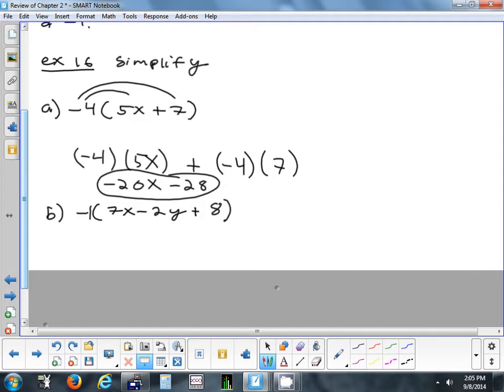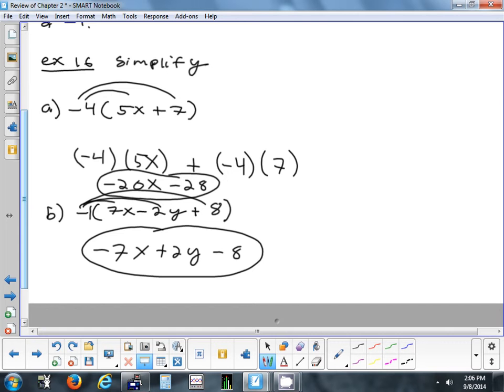What happens when you multiply something by -1? What's the only thing that changes? The sign. So the answer is almost there, except all the signs are going to change. What's -1 times 7x? That's -7x. What's -1 times -2y? Positive 2y. And -1 times +8. So the answer was almost right there. You just got to change the signs. Any questions on that one?